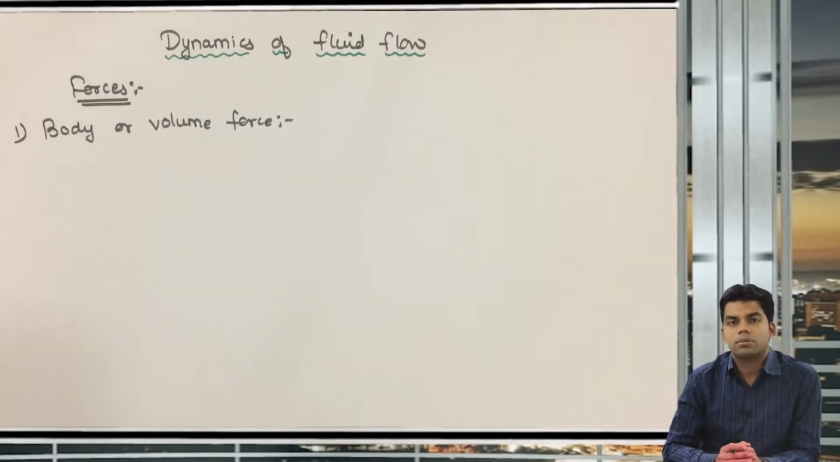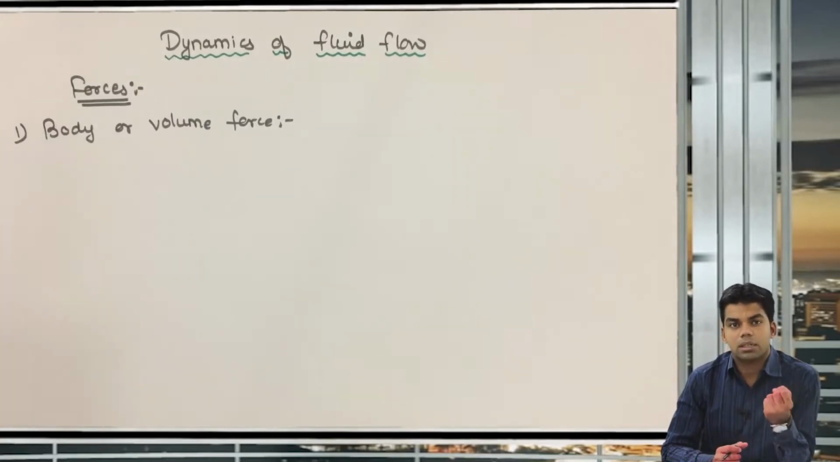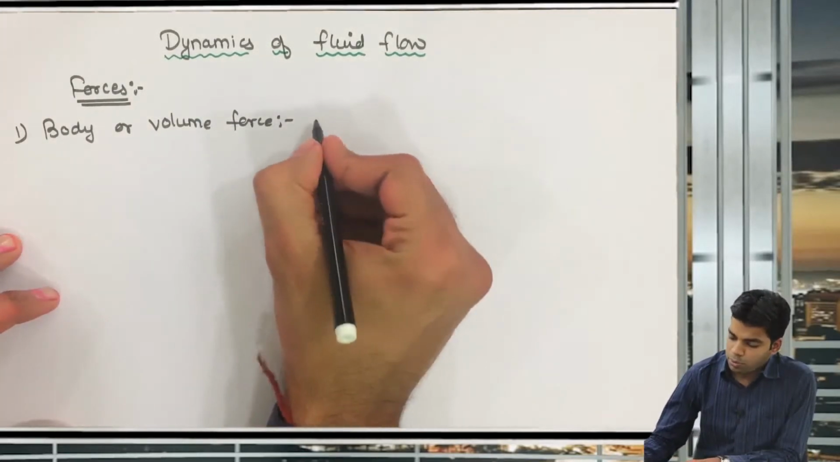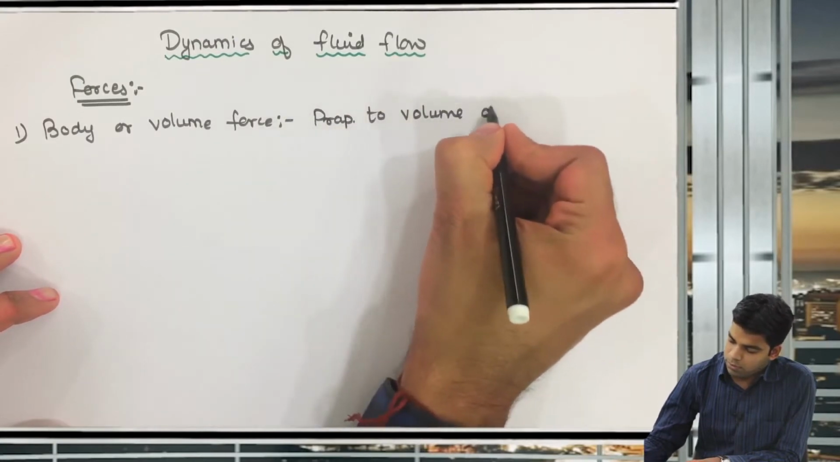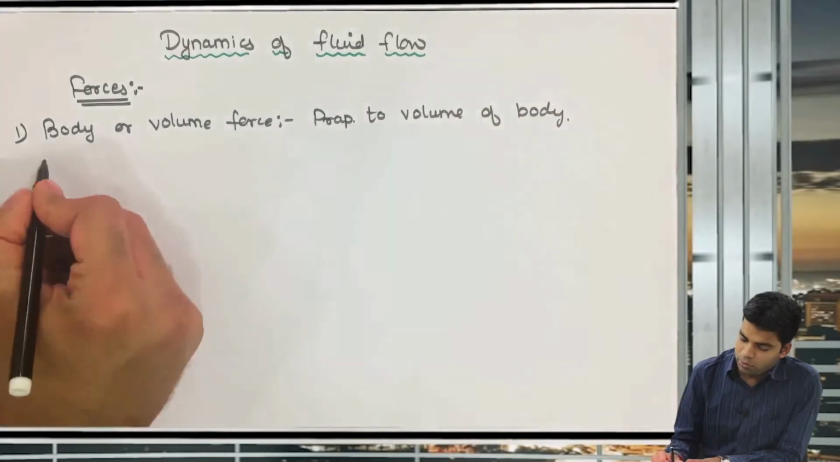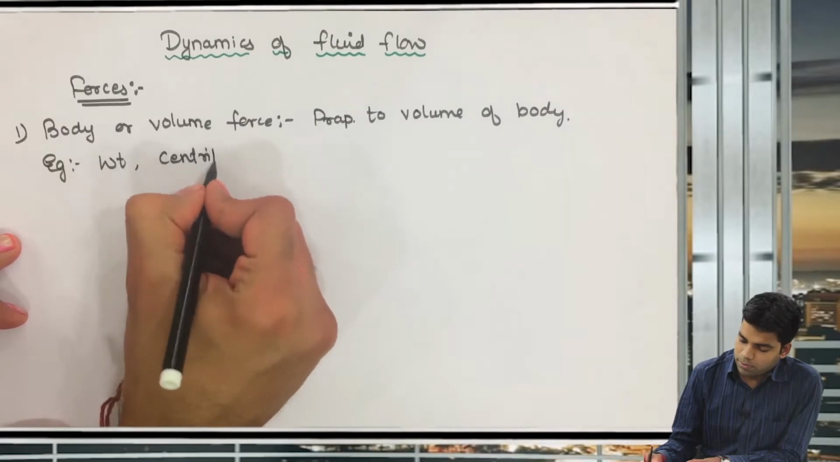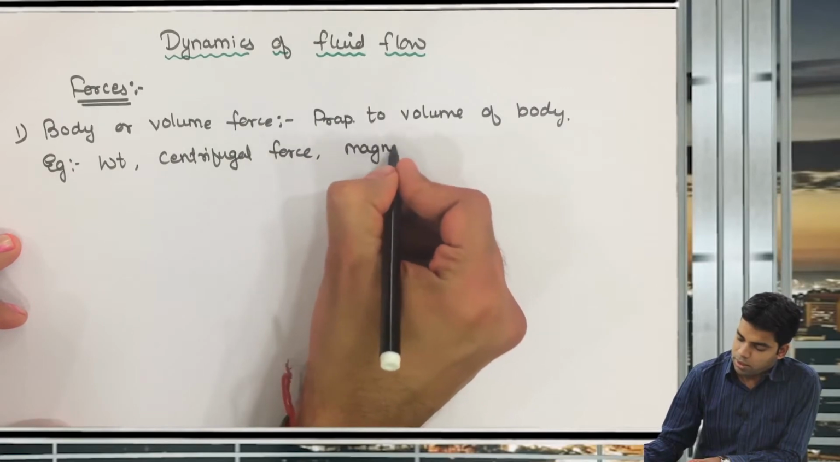For example, gravity force, as I told you. For example, centrifugal force, which acts throughout the volume. For example, electrostatic force, if it is under the influence of an electrostatic field. For example, magnetic force, if it is under the influence of a magnetic field. So all these forces are known as body force, or volume force. These are proportional to the volume of the body. For example, as I told you, the weight of the body, the centrifugal force, magnetic force, etc.